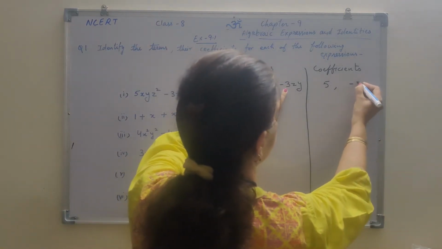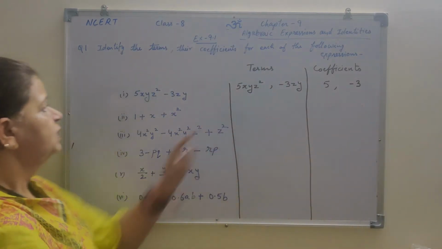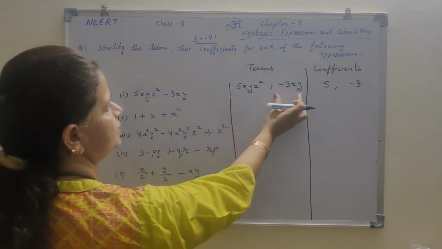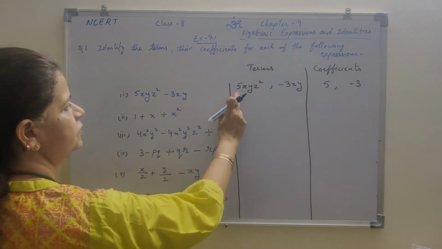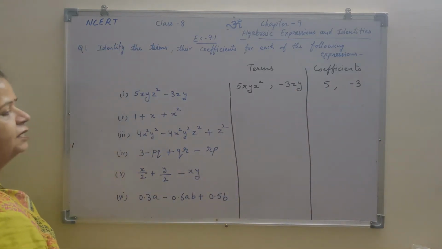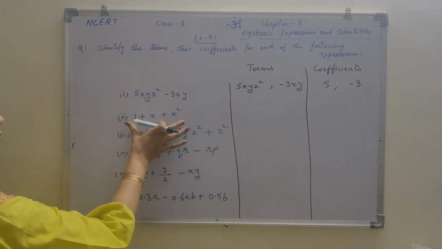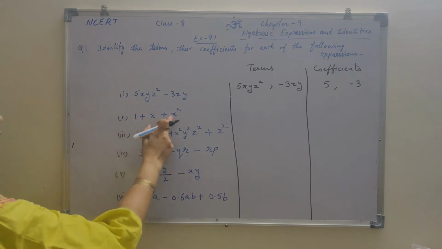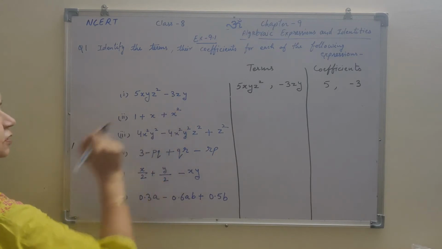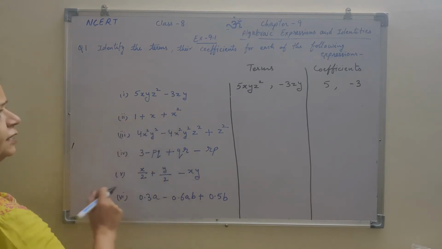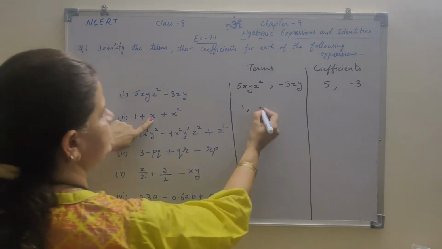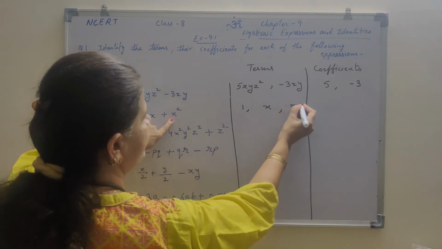So this is one expression. There are two terms. The coefficient of the first term is 5 and the coefficient of the second term is minus 3. Right? In the second expression, 1 plus x plus x square, there are two signs which are differentiating the terms. So we have a total of three terms, and the terms are: first a constant, another is x, and the third is x square.